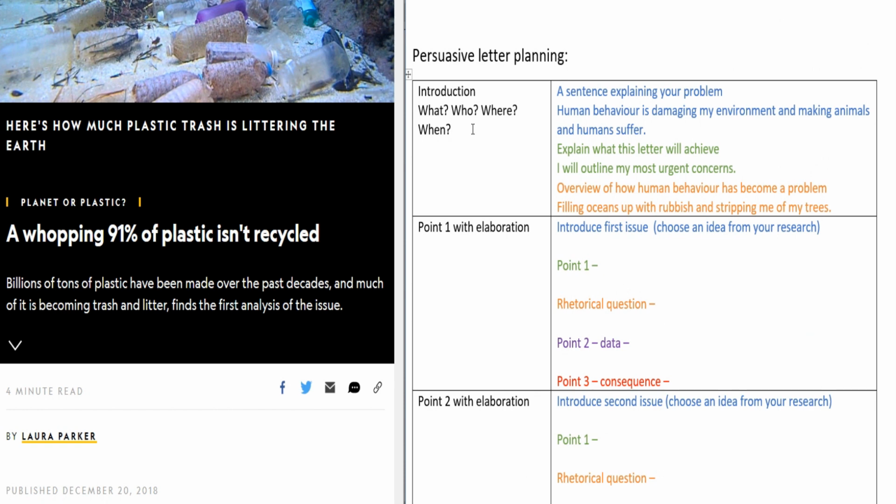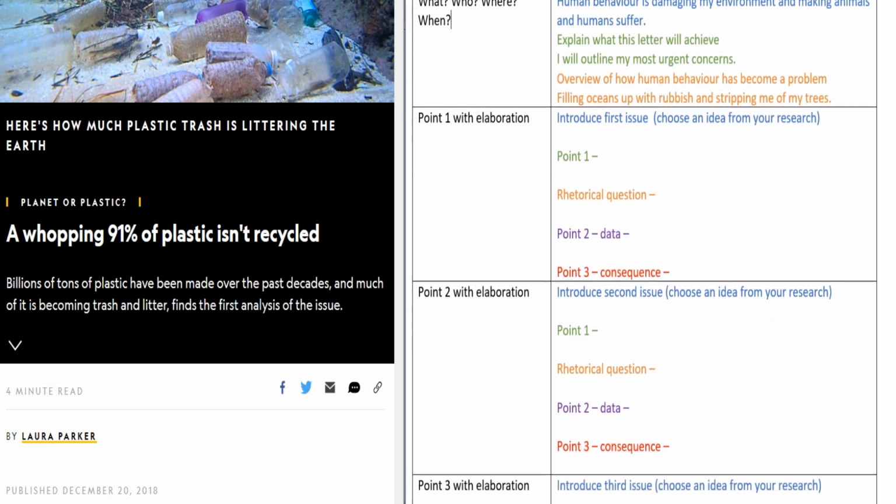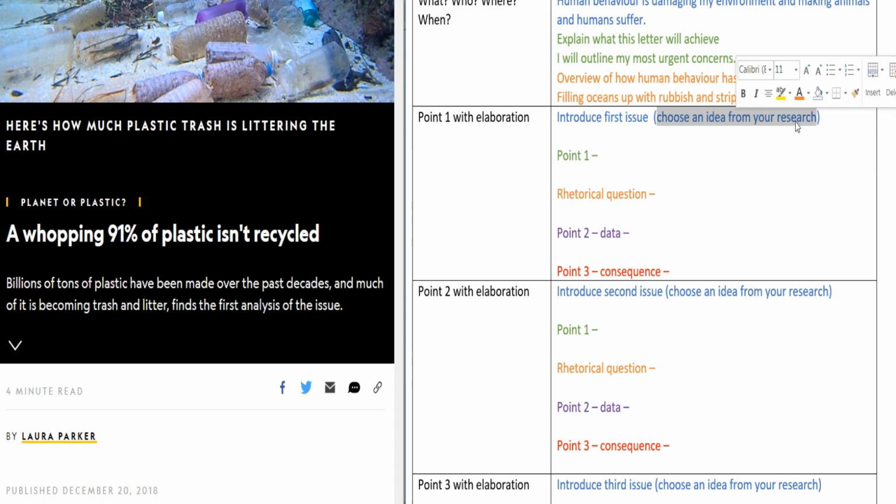But to be fair, you guys know how to set out that introduction to the letter as to what, who, where and when. But for the next three paragraphs it follows the same structure, so I'm just going to model one and then you guys can crack on and do your own. So it says introduce my first issue. It's a good idea to open up my strongest issue first. So choose an idea from the research you've done. Hopefully you'll all have different ideas to put into your letter.